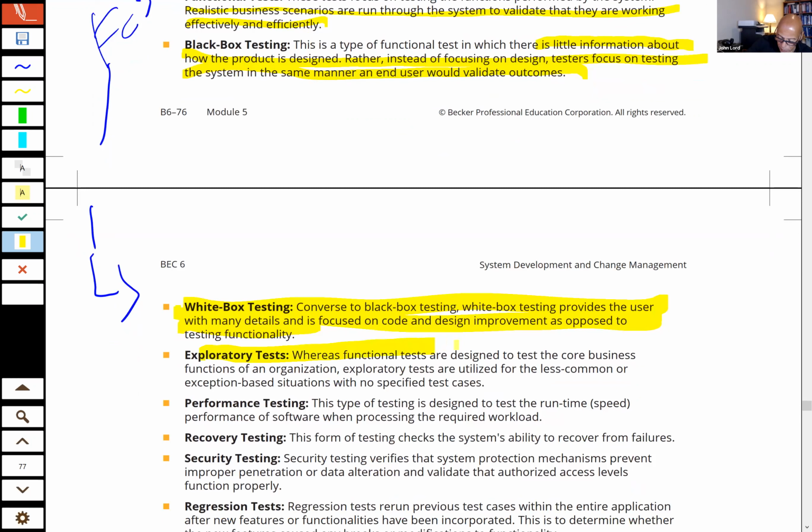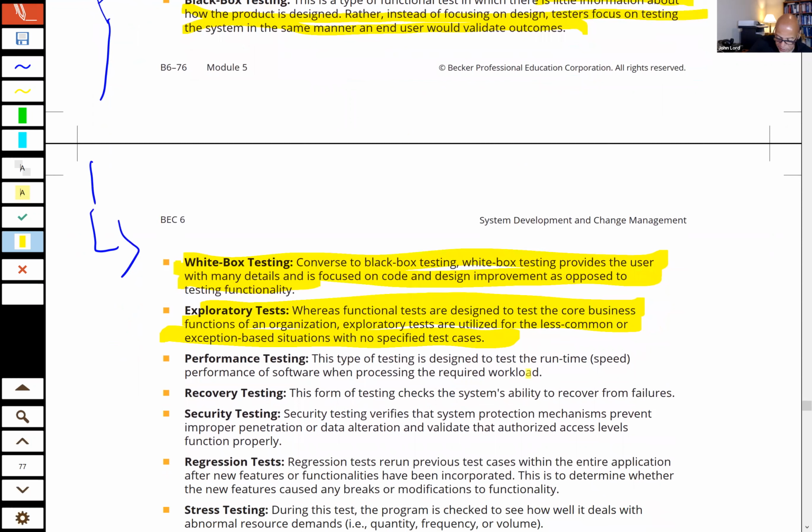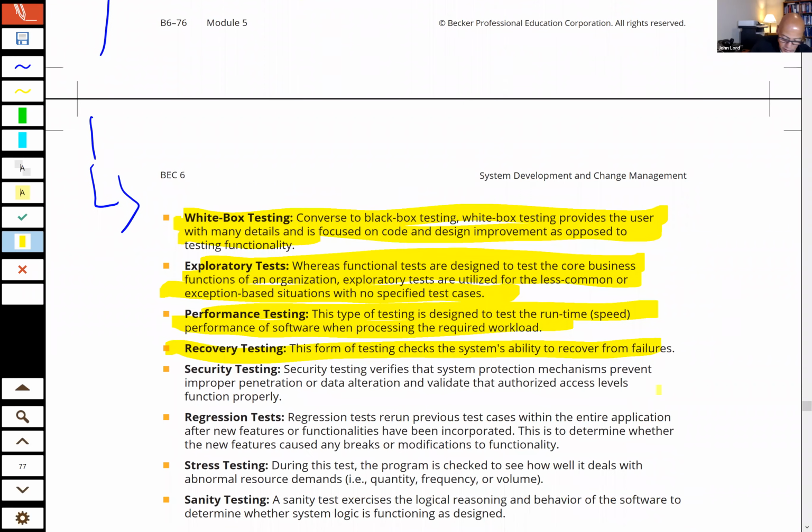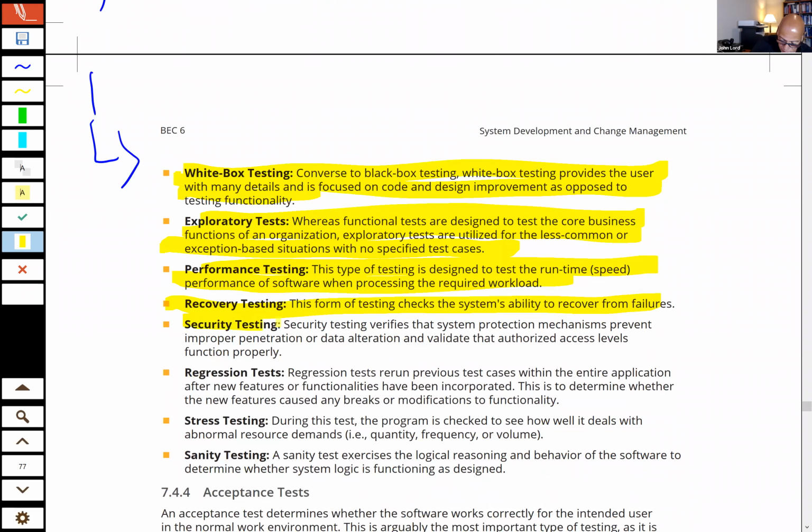Exploratory testing. We're going to basically utilize the less common or exception-based situations with no specific test cases. Performance testing is designed to test the run time speed, performance of the software. Recovery testing, if the system fails, how will we be able to recover? Security testing, can we penetrate the system? Is there the proper penetration controls? Regression tests, rerun previous test cases within the entire application.